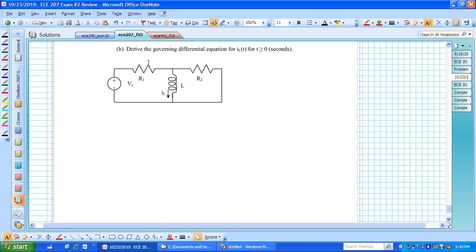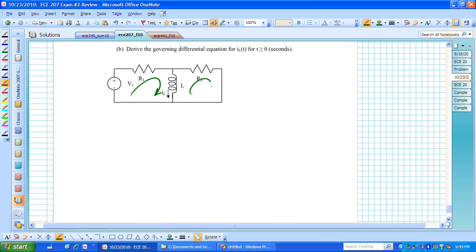Let's go ahead and look at part B of problem 1 from a previous exam, exam number 2 from ECE 207. In part B, we want to find the differential equation that governs the dynamic behavior of this circuit. If you're looking at this, there are a lot of different ways you could first approach it.